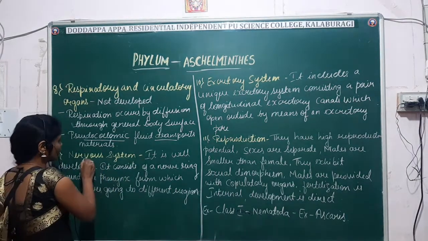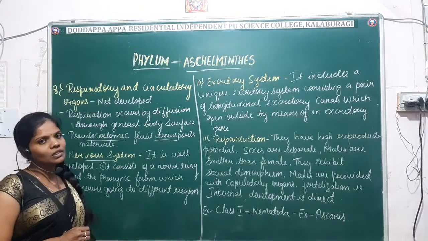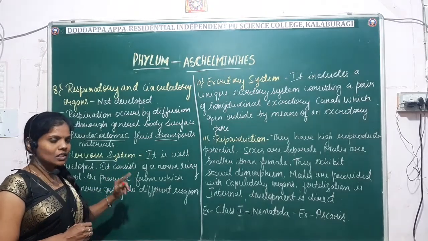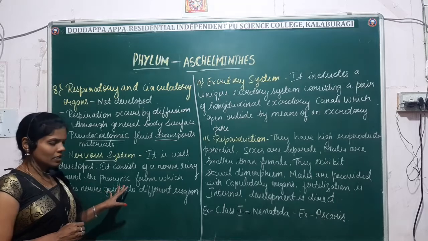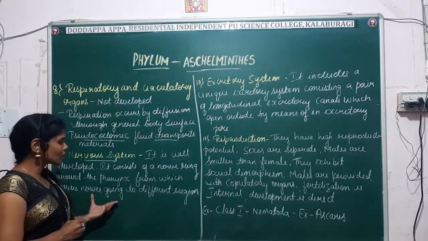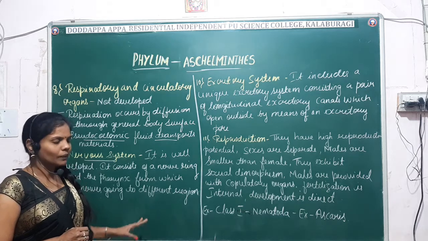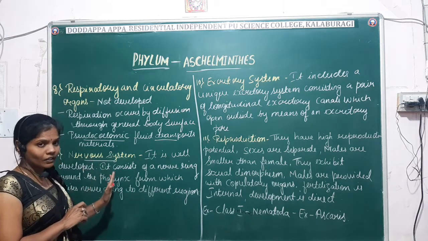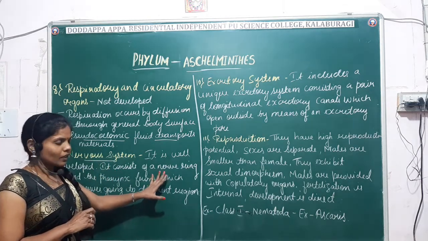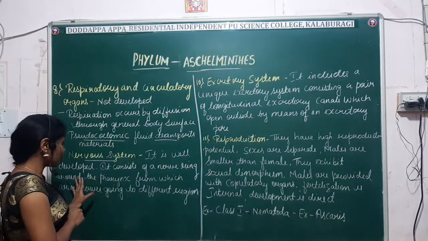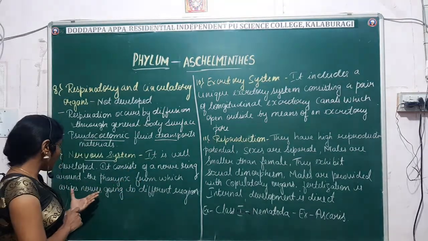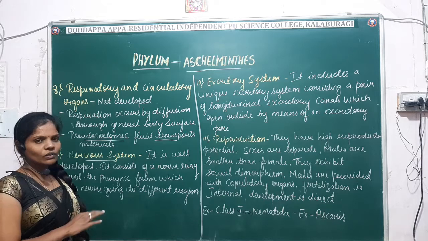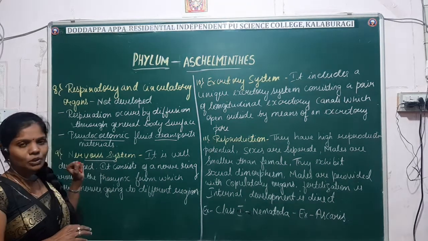So next comes the nervous system. In Aschelminthes, the nervous system is well developed and consists of a nerve ring around the pharynx, from which arise nerves that are distributed to the different regions. Listen here: the nervous system is made up of nerve rings present around the pharynx, from which the nerves arise and are distributed to the different parts of the body. The entire region is supplied by the nerves. Okay, that's about the nervous system.